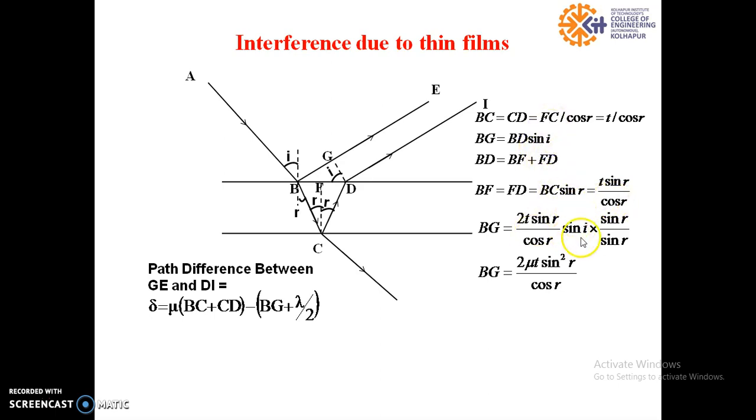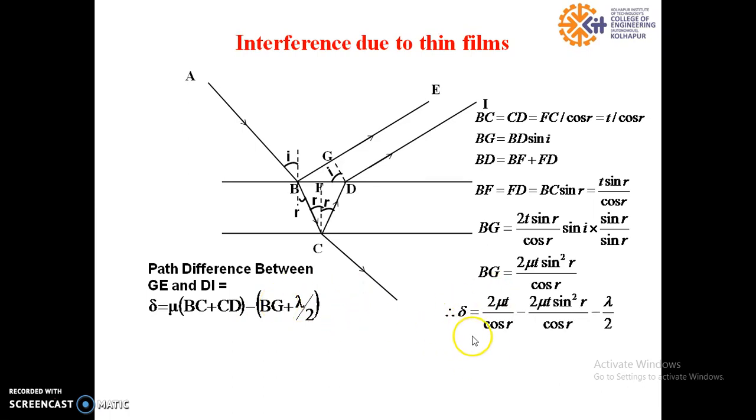This sin I. Now I want mu in this equation, so I just multiply and divide by sin R. So if you see, this factor sin I upon sin R is nothing but the refractive index. So it is 2 mu sin I by sin R, mu into T, sin R into sin R is sin square R upon cos R. Now let's put the values of BG, BC and CD into this equation of path difference.